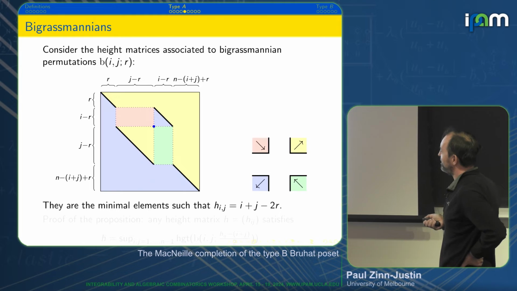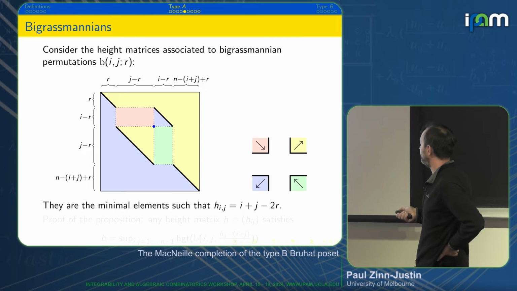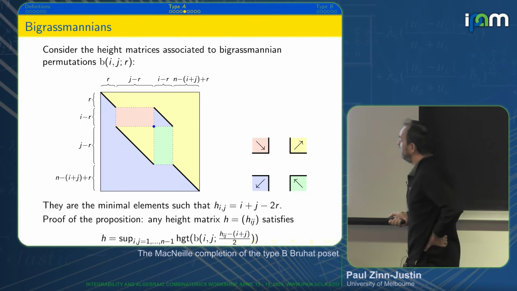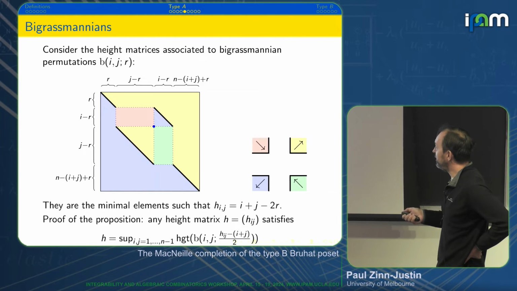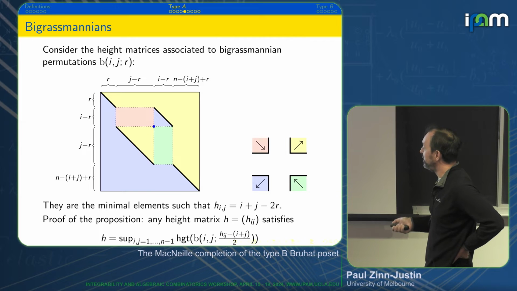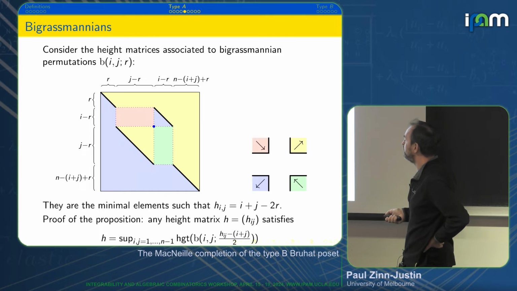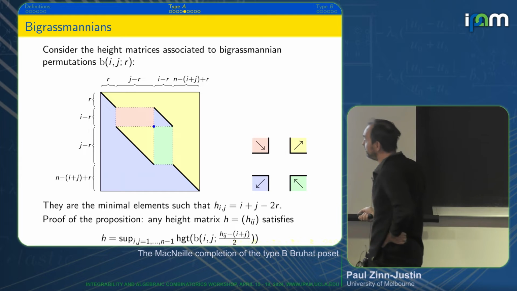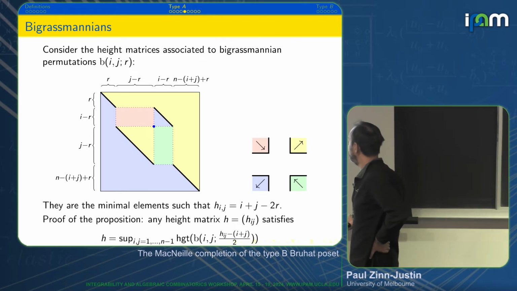So these are the minimal elements such that the height is fixed at some point to be essentially any value you like, any value with parity constraints. So it's i plus j minus 2r. And so now the proof of the proposition becomes trivial, because you say, well, take any height matrix that satisfies all the inequalities we had before, then you can check explicitly that it's just the supremum of all of these ones where you fixed at each point the height to be the one you want. I'm just going to go over all the ij's, and each time I'm going to use the corresponding bi-Grassmannian permutation, and that by definition is going to give you the height function you want.